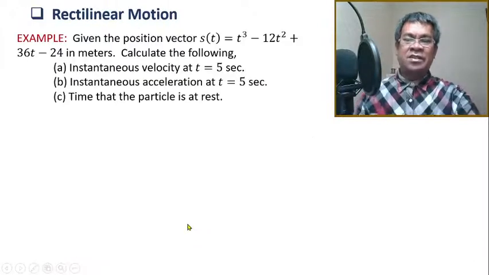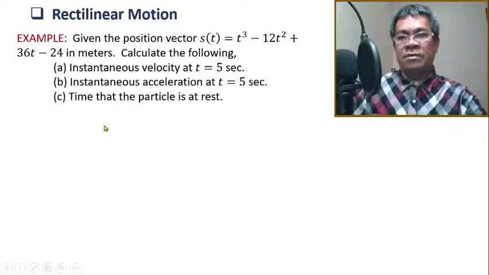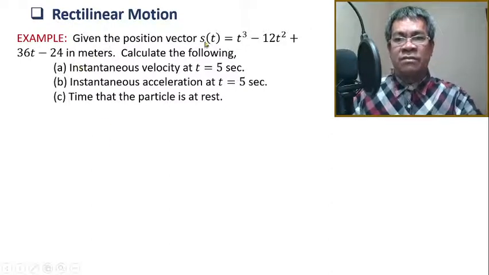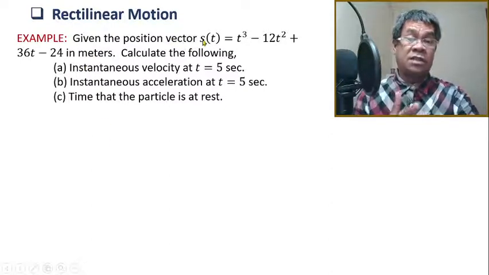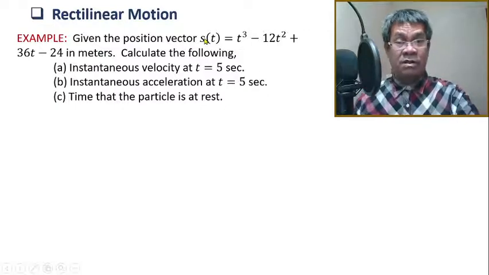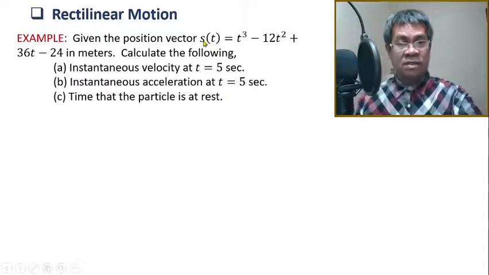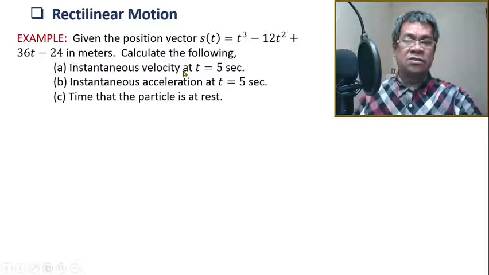So that's it. Let us have an example. Now, given the position vector, we call this a position vector. Why? Because it is coming from the reference. Everything that comes from a reference is called a position vector.